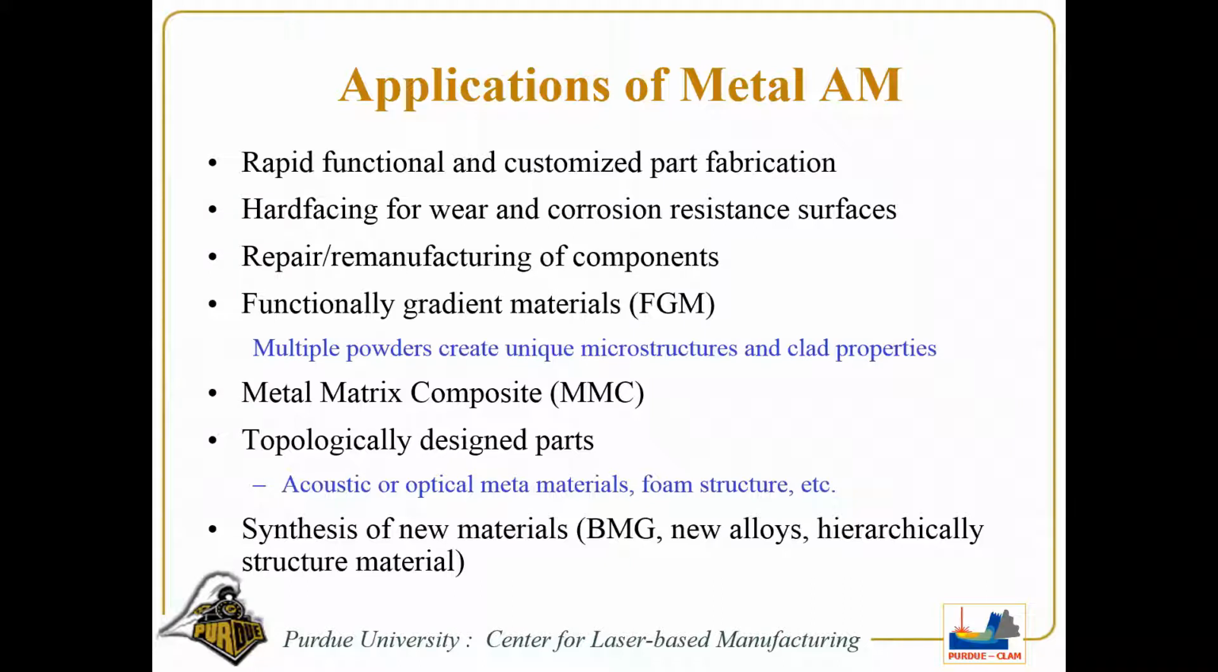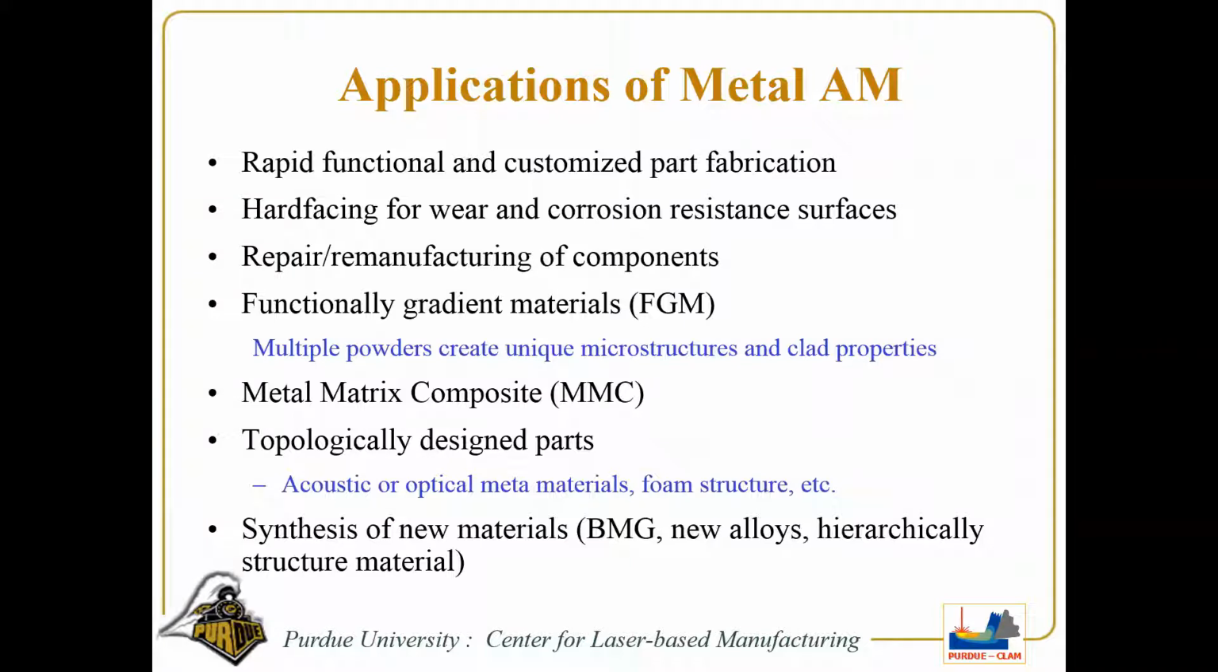Another application is creating what we call functionally gradient material. In a sense, you gradually change the composition from one side to the other. So you give a local property wherever it's needed. If you need higher toughness, you will use that material. If you need a wear-resistant property, then you're going to add that material at the outer surface.